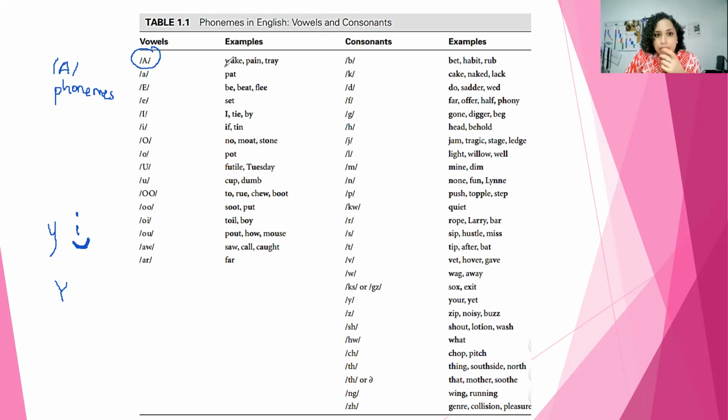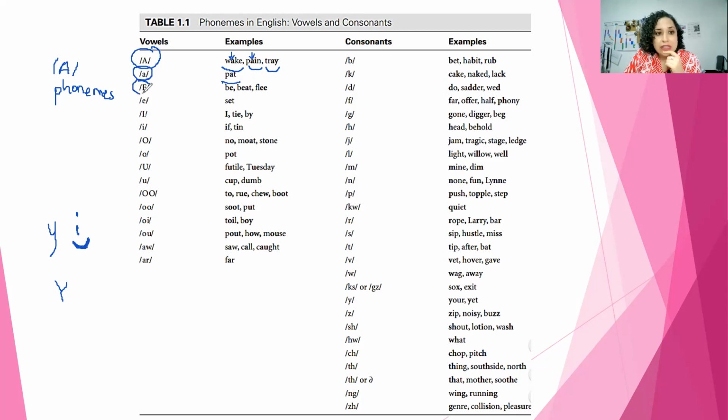A, for example, wake, which is A. Pain, A. It's not fine, it's A, pain. Tray. But if you see the lowercase a, it has the sound as the Spanish one, the ah. So then it sounds pat, pat. You see the difference?